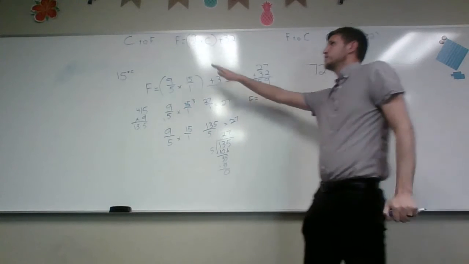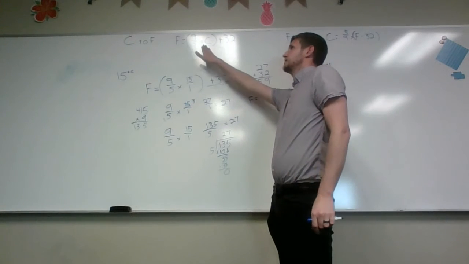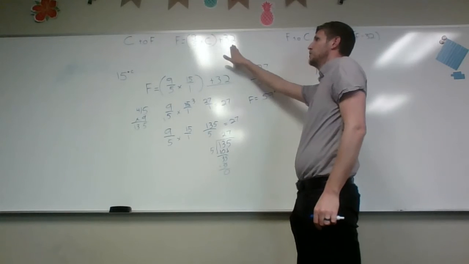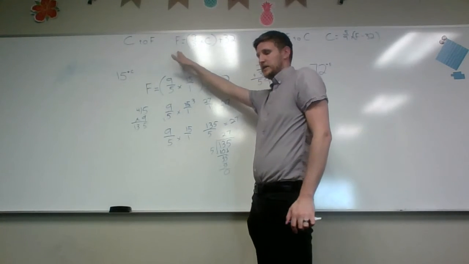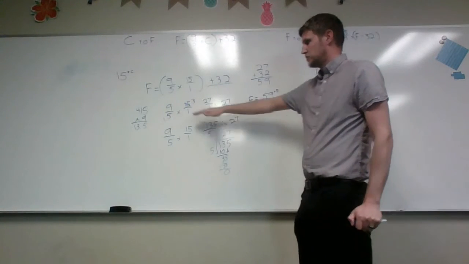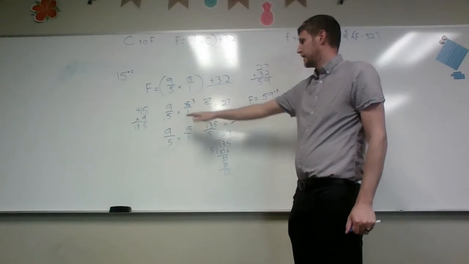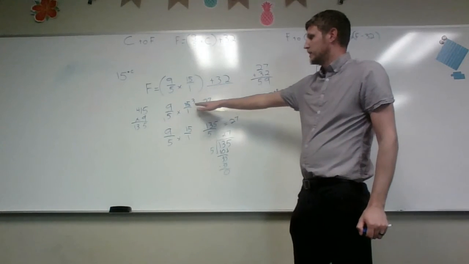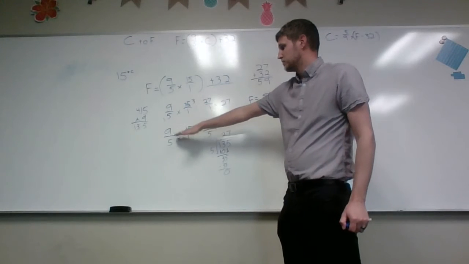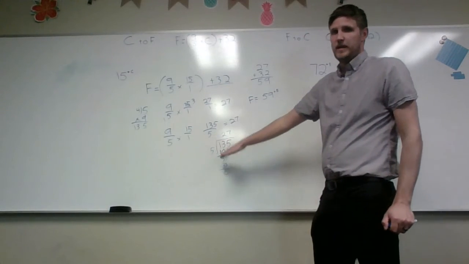So if you follow this formula, 9 over 5 times C plus 32, you will get your answer in Fahrenheit. And I showed you two different ways in there, even though I made a small mistake, but I caught it. You can either simplify or you can just multiply straight across and then wait to the end.